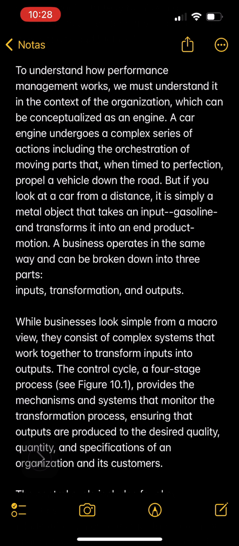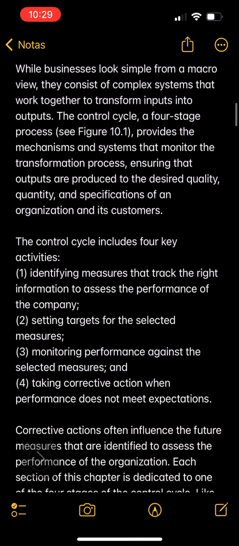A business operates in the same way and can be broken down into 3 parts: inputs, transformation, and outputs. While businesses look simple from a macro view, they consist of complex systems that work together to transform inputs into outputs.